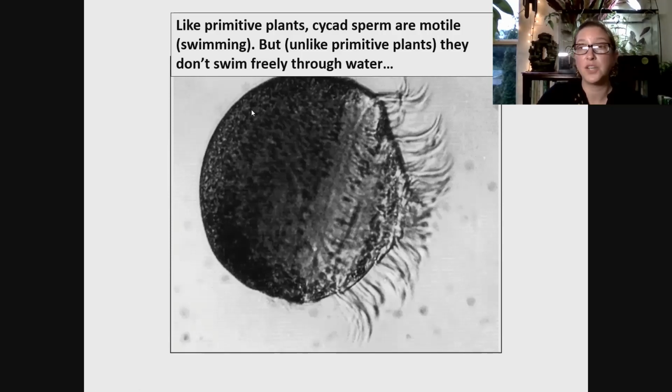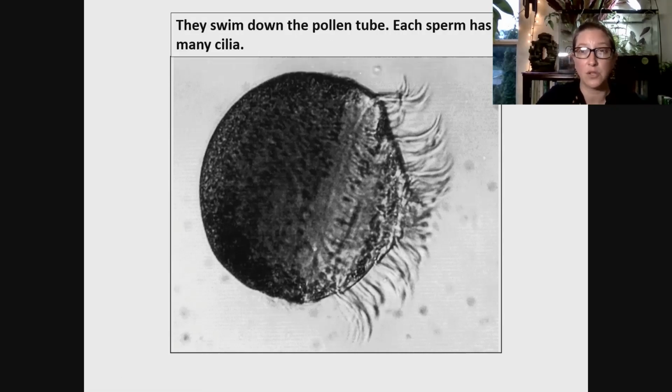Oh, yes. And just like the plants we looked at before, the cycad sperm do swim. They have lots and lots of little tails, which are shown here on the right of this sperm. But they don't swim through water anymore. That's a difference. They now swim down a structure called the pollen tube, which we will learn about in a few slides. And you can see cilia are the little tails. So each sperm has lots and lots of little tails that help it swim.